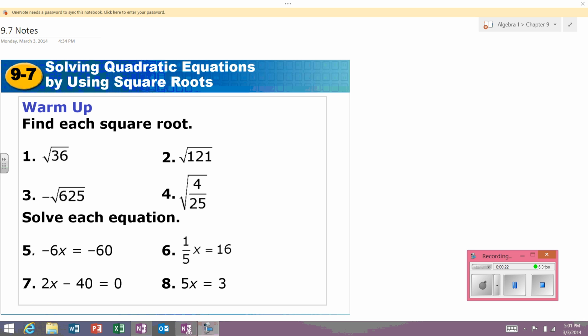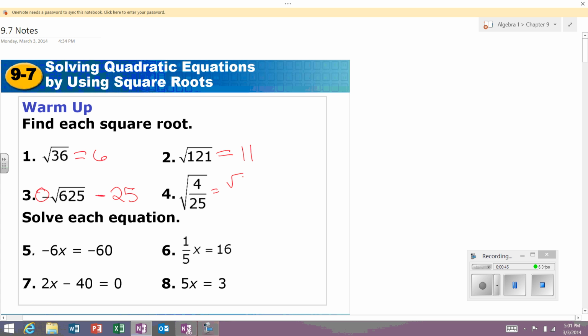So for this first one, the square root of 36 is 6, because 6 times 6 is 36. The square root of 121 is 11, because 11 times 11 is 121. The square root of 625 is 25, but I have this negative outside, so my answer is negative 25. And then for this one, we look at taking the square root of the top and the square root of the bottom. So the square root of 4 is 2, and the square root of 25 is 5. So my answer is 2 over 5.